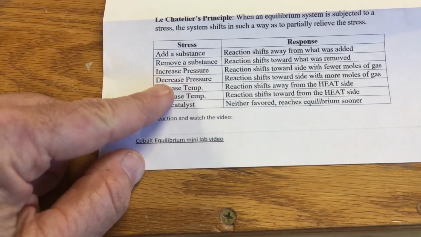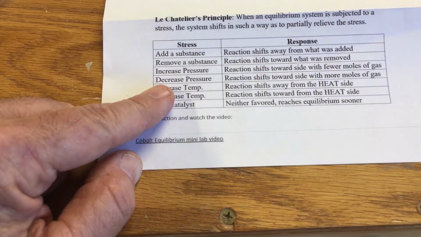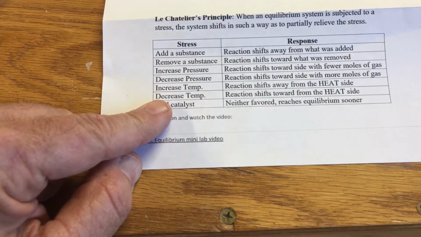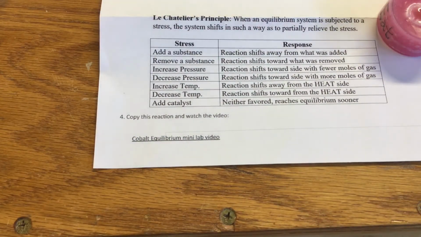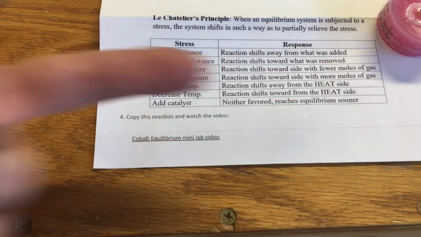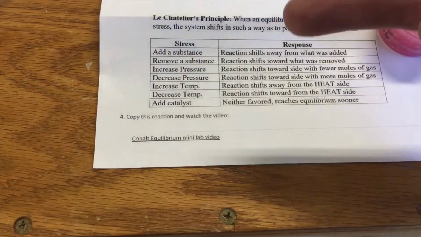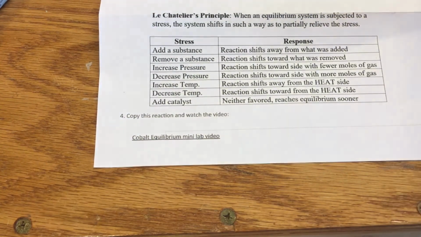Increase pressure, decrease pressure, I'm not going to go into that. We just don't have time this year. Increase temperature, decrease temperature, we've used that as an analogy. Adding a catalyst: if you add a catalyst, that just makes the reaction go quicker. It's going to favor that direction just as quick as that one. So it'll make the whole thing go sooner. You'll get to equilibrium sooner, but it's just going to increase the speed that happens.